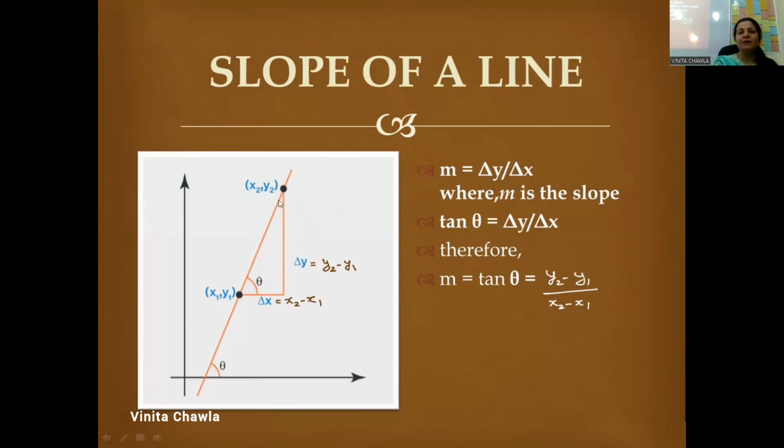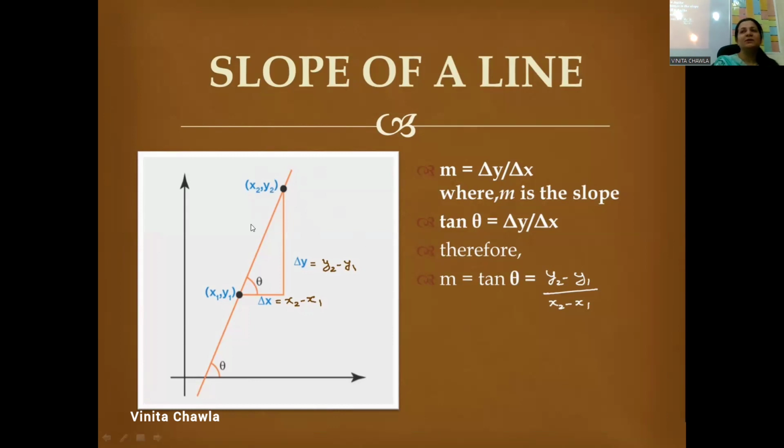So here we have 2 points which are given to us. Coordinates of this point A are x1, y1, and that of this point B are x2, y2. So we can easily find slope as y2 minus y1 upon x2 minus x1. We simply have to subtract the ordinates and the abscissa.